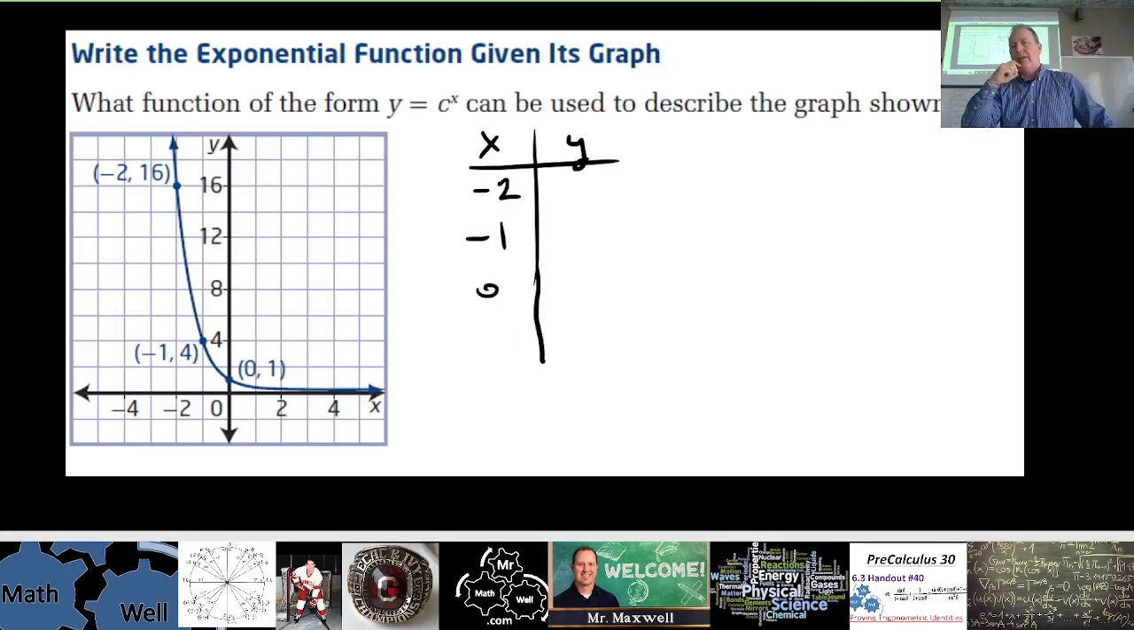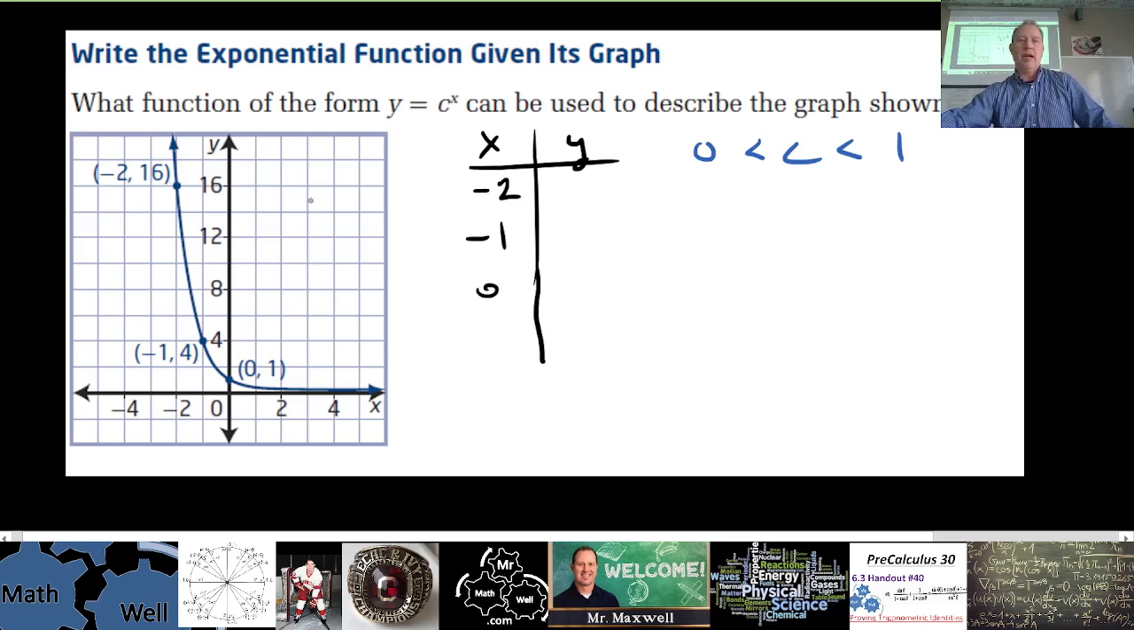All right, so let's take a look at this from another angle. Let's work from a graph and try and figure out what the equation is. Right away I know this is decreasing, so my c value is going to be somewhere between what? 0 and 1. It's going to be a fraction of some sort. So let's take a look at the values that are given.